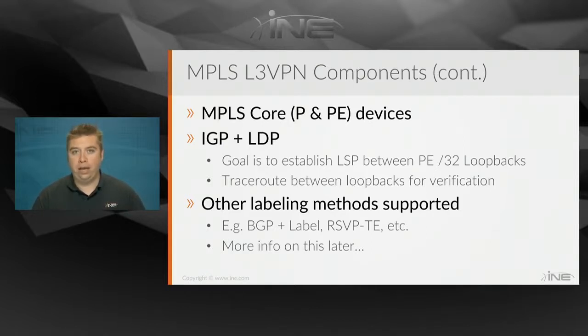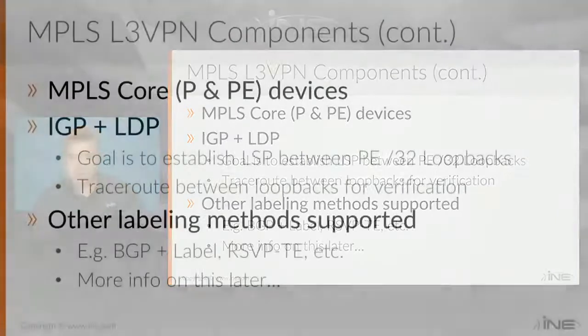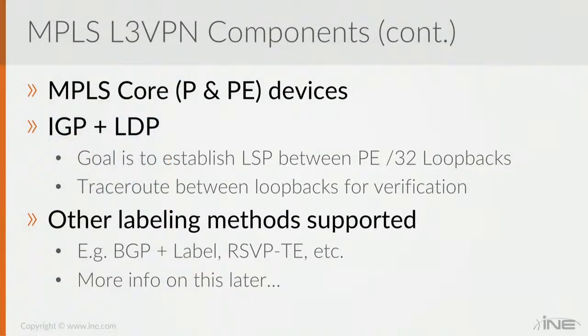Now in the vast majority of cases though, in real deployments, you would be using IGP plus LDP because the core of the network is already running IGP in order to get basic reachability. We simply add LDP on top of it, advertise labels for the loopbacks, and it means we have an any-to-any connectivity for the MPLS tunnels.